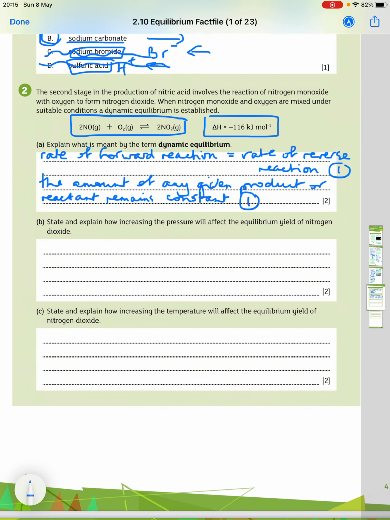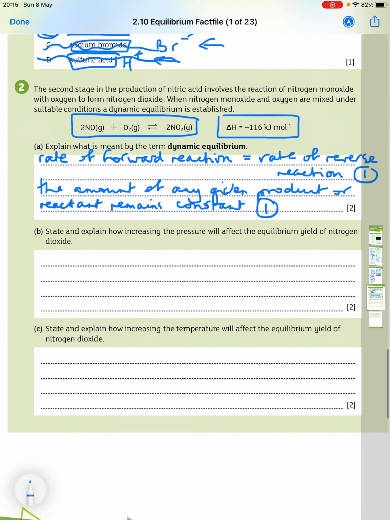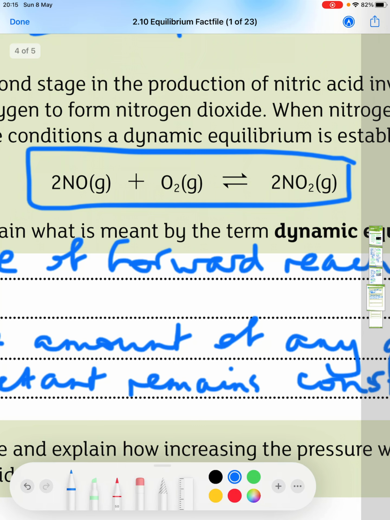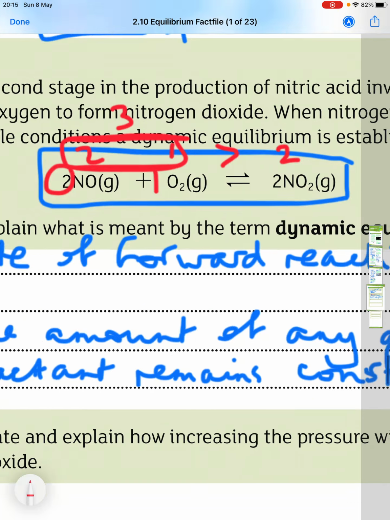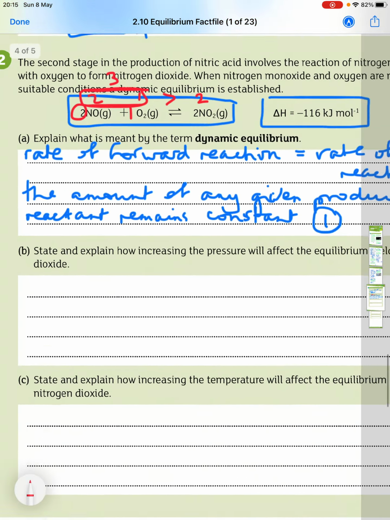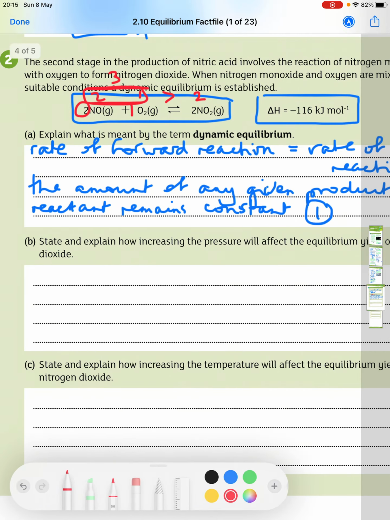Now, state and explain how increasing the pressure will affect the equilibrium yield of nitrogen dioxide. So if we go back and look at this equation, on the left-hand side here we have 2 moles of the NO and just 1 of the oxygen. On the right-hand side we have 2 of the NO2. So there are more moles on the left-hand side here. There's a total of 3 compared to the 2 on the right. So that means that equilibrium will favour the side with fewer moles. So that's what we need to say in our answer.